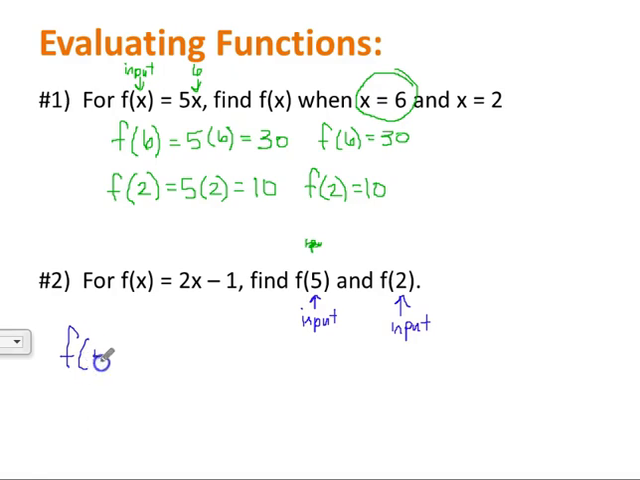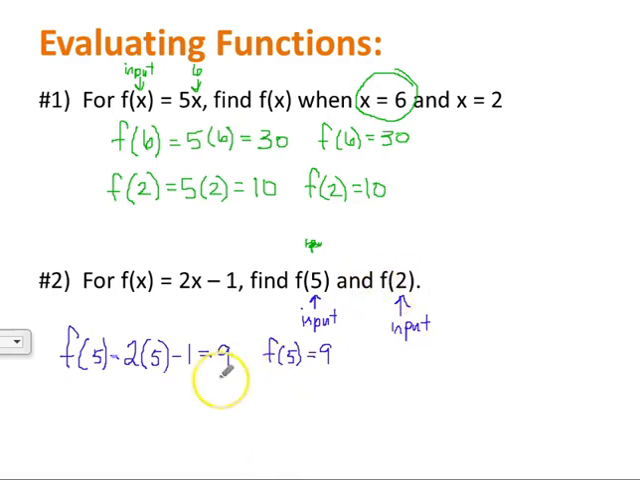So f of 5, the number 5 in parentheses tells me my value of x, or my input. So the function rule is 2 times x. Well, I'm going to put 5 in for x and then subtract 1. I'm going to continue out the rule. So 2 times 5 is 10. 10 minus 1 is 9. So the f of 5, when we have an input of 5, our output would be 9.